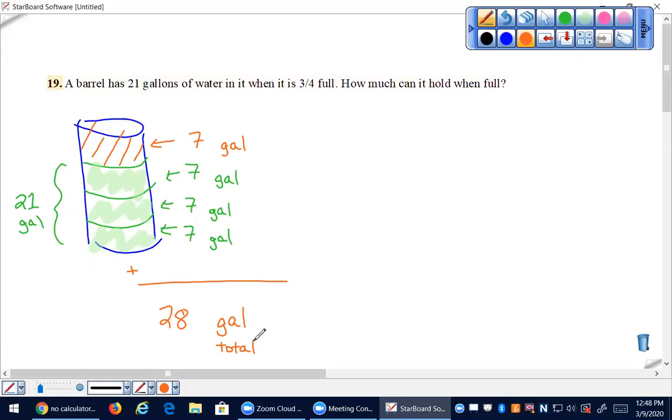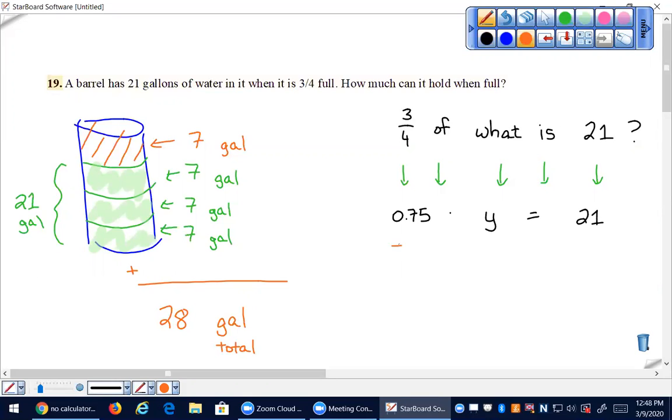So I started by shading in the green. I made quarters, and I shaded in 3 of them. If the total of the 3 is 21, then each of them has to be a third of the 21. Then I put in the missing quarter and added. If I liked equations, I could say 3/4 of what is 21. Then when I translate that, I would get the same answer. So you can do it either way.